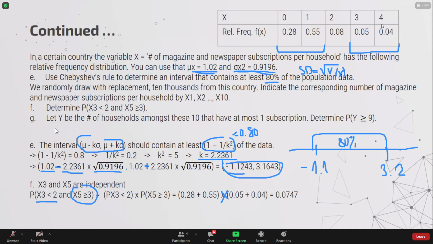If we have to continue to point G, we have a new event, Y, the number of households that have at most one subscription. So we have to determine the probability of having at most 9 such households. So it was set, or it would have been plus. Yes, exactly. If we have and, it means that the first and the second event are happening at the same time. If it means or, it means that you can have either the one event or the second event or just the two, both of them.